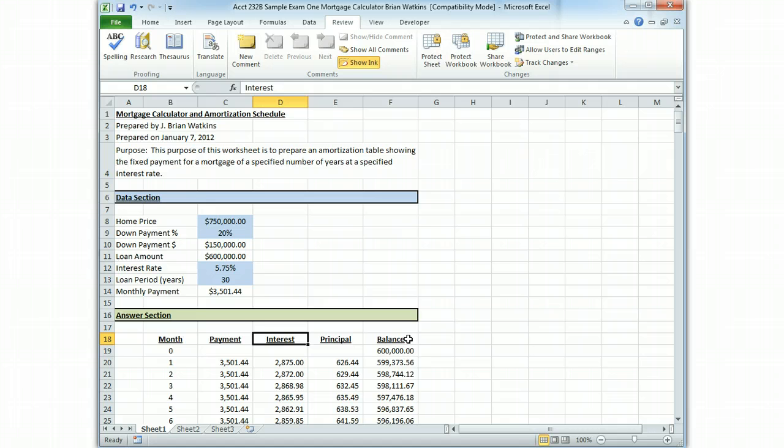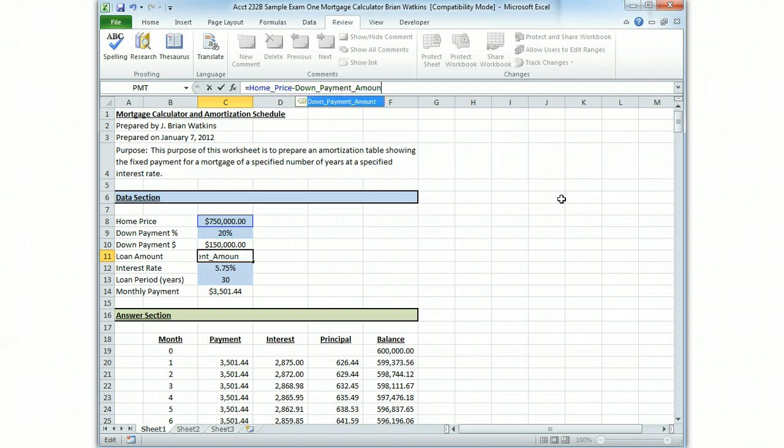Now let me explain to you what hard coding is with a very simple example. Let's take our data section here. And you see this loan amount? The loan amount is $600,000, and it's figured out by taking the home price less the down payment amount. Okay? And the computer hopefully shows that we've named the variables and done everything right.